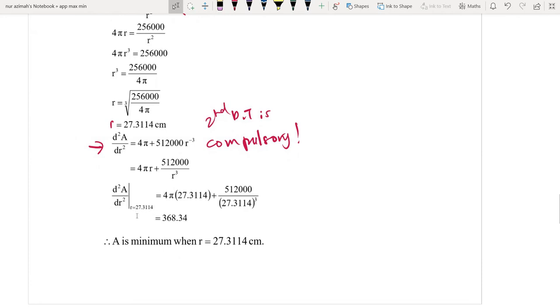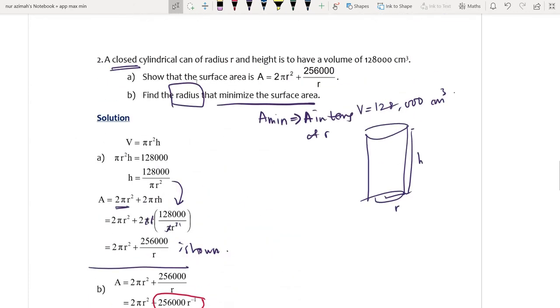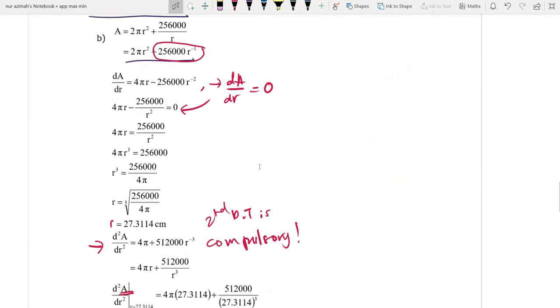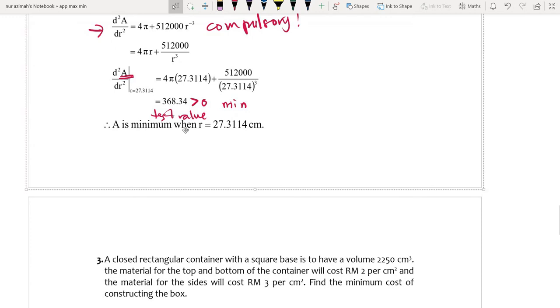Right now, substitute the value of r in the second derivative. We have this value 368.34, which is larger than 0. Remember, when this test value is larger than 0, that means it is a minimum. That means A is minimized. Therefore A is minimum when r equal to 27.3114 centimeter. The reason we write this conclusion is that the question itself asks us to find the radius that minimizes the surface area. That means the surface area is minimized when r equal to 27.3114 centimeter.